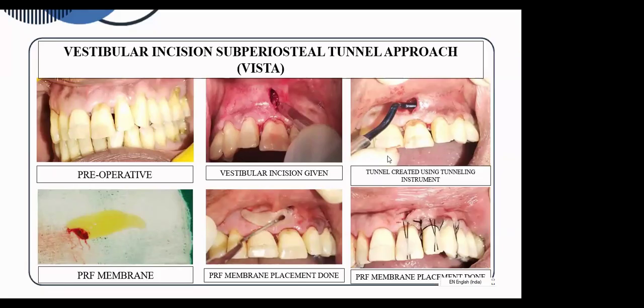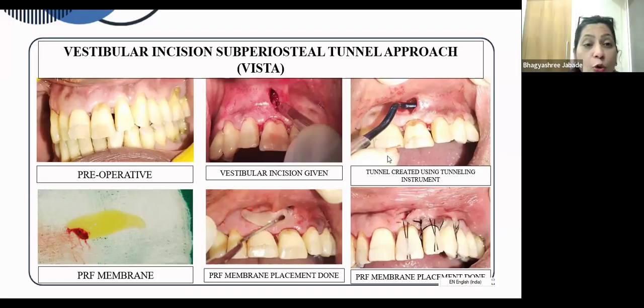What is the poncho technique? In this technique, is free gingival graft or connective tissue graft used? No, it's only a connective tissue graft, no free gingival graft. Poncho technique, as I said, is to increase the vertical thickness of the soft tissue in the implant site.